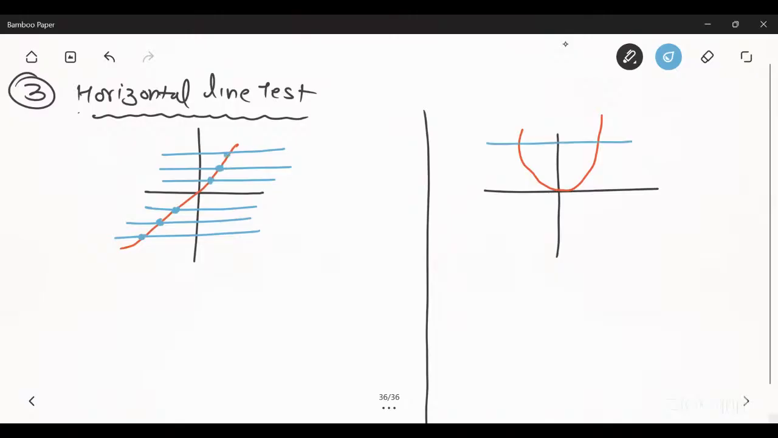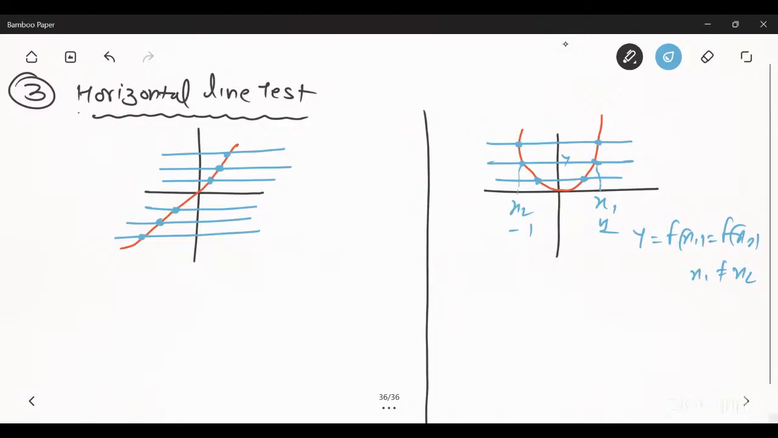But if you take any horizontal line and it cuts at 2 points, that means it is not a one-one function. What this is telling is that this is x1, that one is x2, and that value is y. So y is equal to f(x1) equal to f(x2), but x1 does not equal x2. Suppose this point is 1, this point is minus 1. So 1 does not equal minus 1. So that function is known as a many-one function.